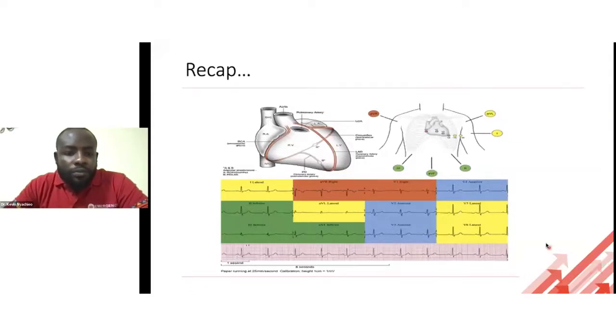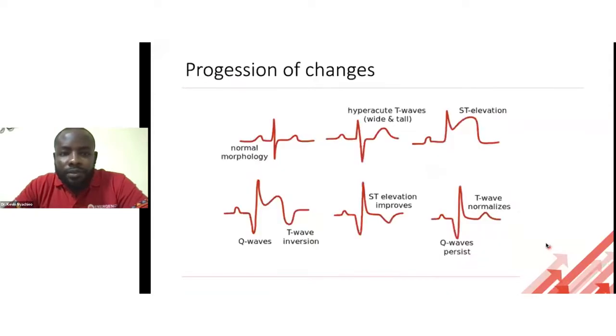So a patient presents with chest pain. Usually the progression of changes in a patient who is presenting with chest pain, if they truly have an ST elevated myocardial infarction, starts with a normal ECG: normal morphology, isoelectric line here, P wave, QRS, T wave. The first changes that usually take place, you start getting these so-called hyperacute T waves. They are wide and tall.